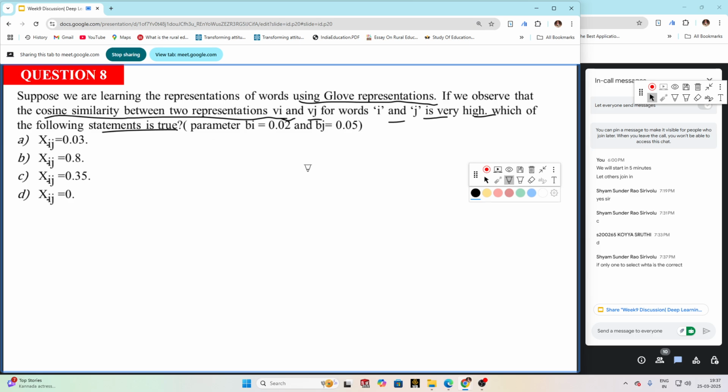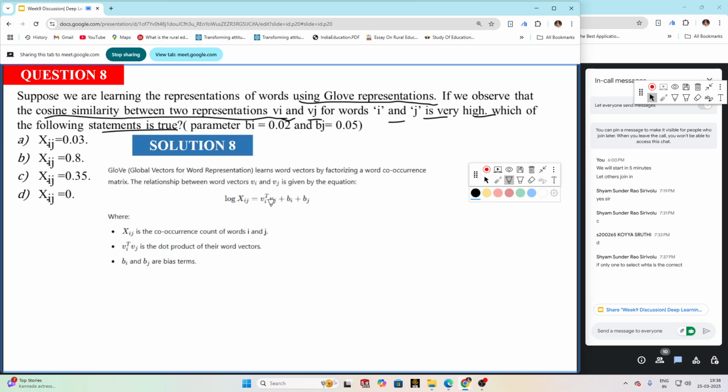So for that, you need to know the loss function. In the GloVe representation we have two sides of the formula. One is the count-based side, and the other is the predict-based side. The count-based side only works with X_ij, while the predict-based side does the dot product of the word vectors, and it also takes the bias terms. So that is the predict-based side. This formula you have to keep in mind.